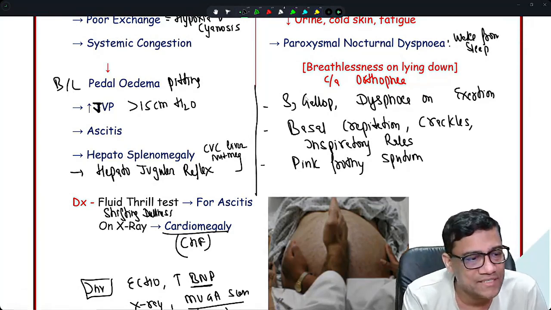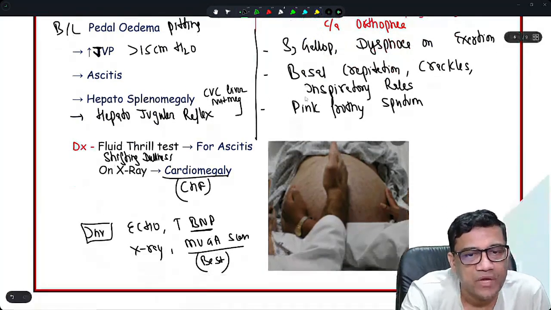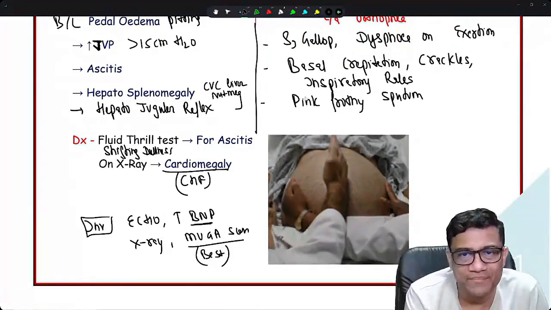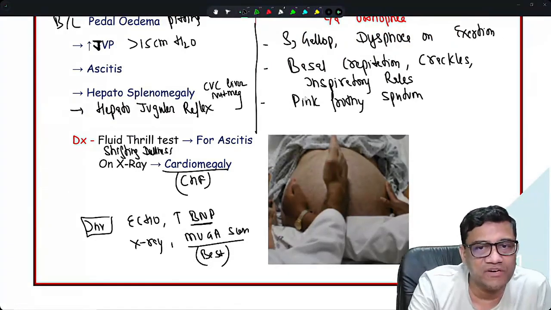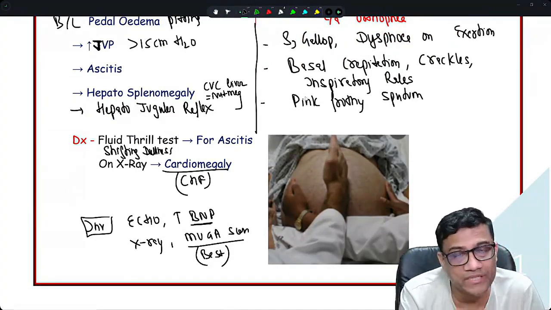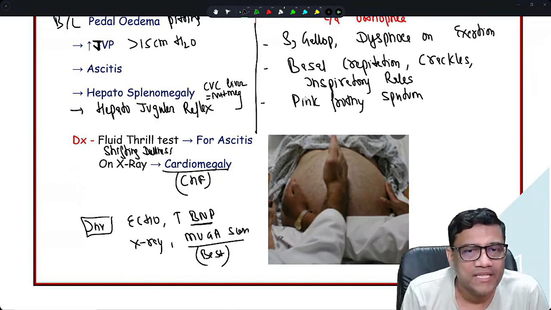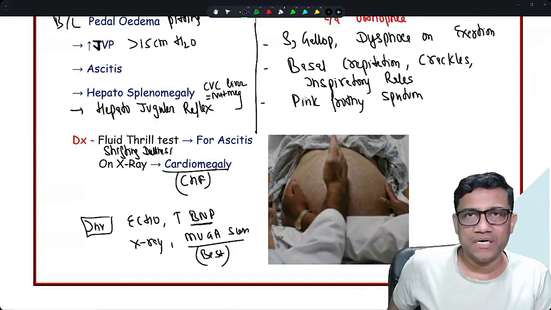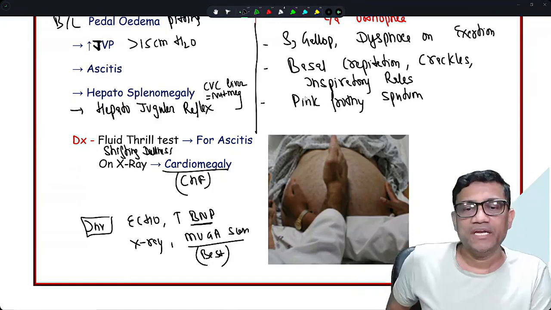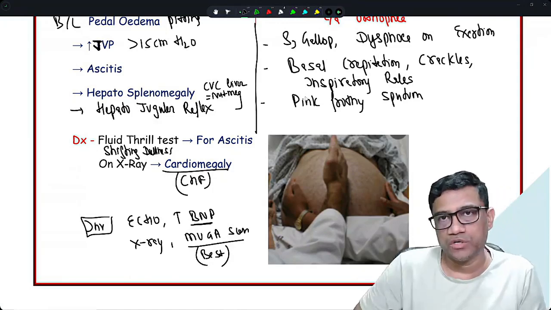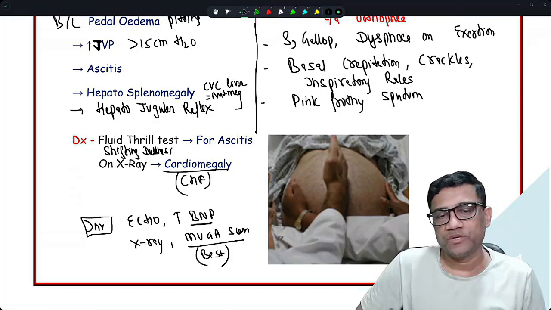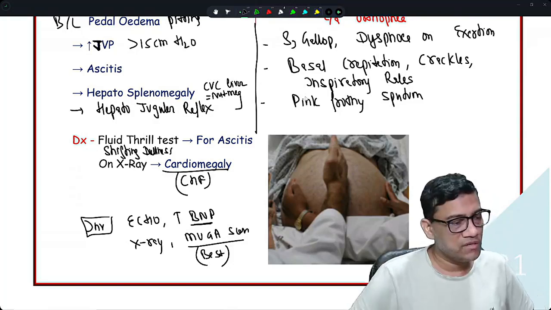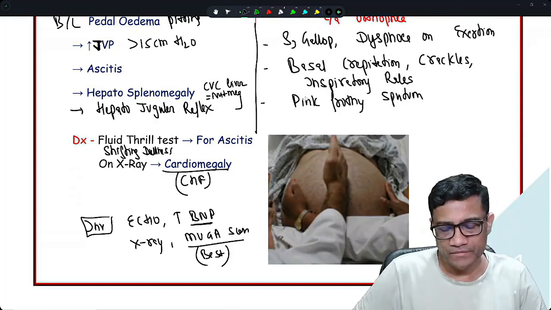Then ascites is there. Also there is hepatosplenomegaly, and there is a CVC liver, which gives a nutmeg appearance. It looks like this supari or jaffle, whatever. Then also there is the hepatojugular reflex or reflux, where when you press the abdomen over the liver area, it causes the pushing of the blood towards the heart. So that is hepatojugular reflex or reflux. Okay.